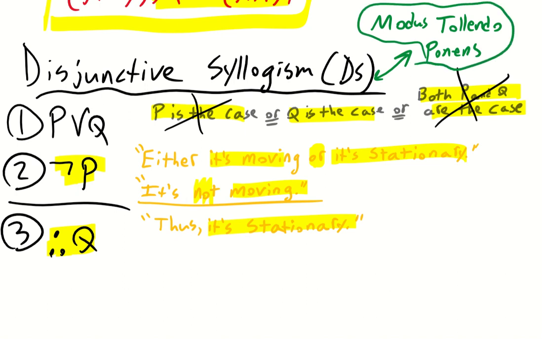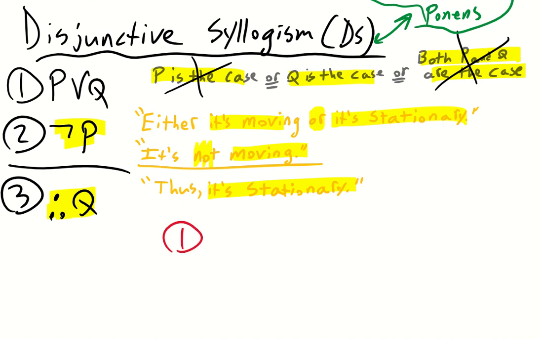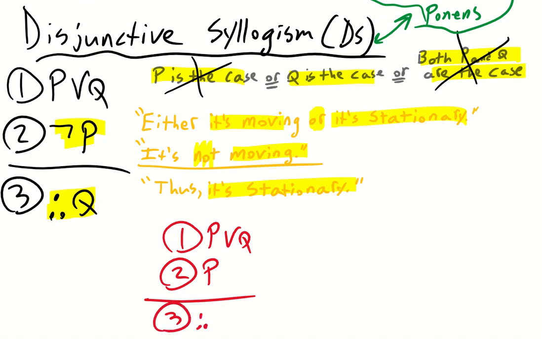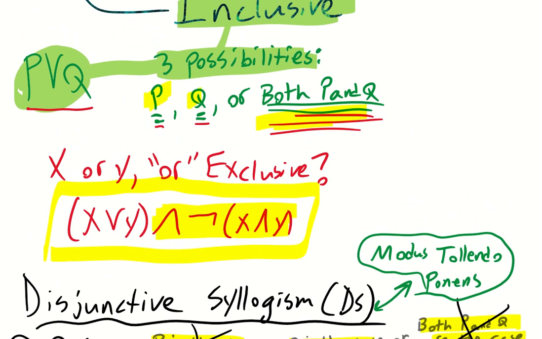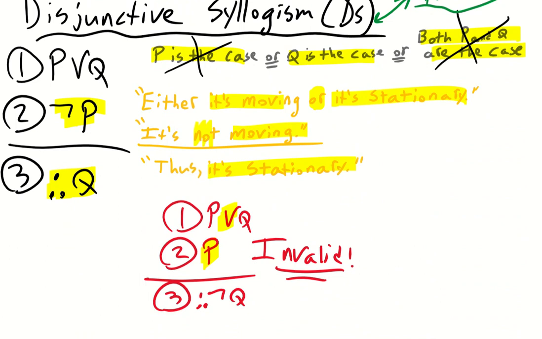But what if someone made the following argument? With the first premise, P or Q, the second premise, P, and then they say, well, since we have P or Q and P is the case, it must mean that Q is not the case. Well, clearly this is invalid. And it's invalid precisely because it's not understanding that the or sentential connective is an inclusive or. So just because P is the case, it doesn't prevent Q from being the case. After all, there are three possibilities, P, Q, or both P and Q. So this is clearly a very bad argument.